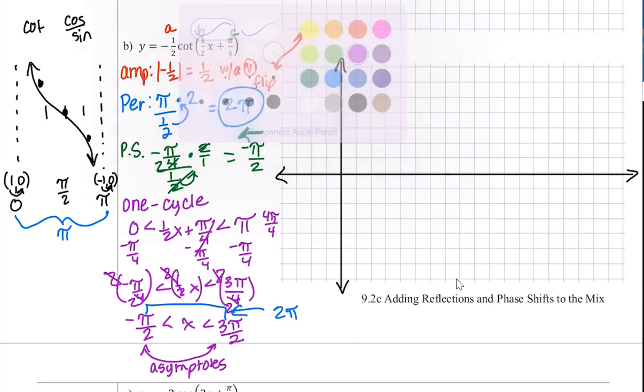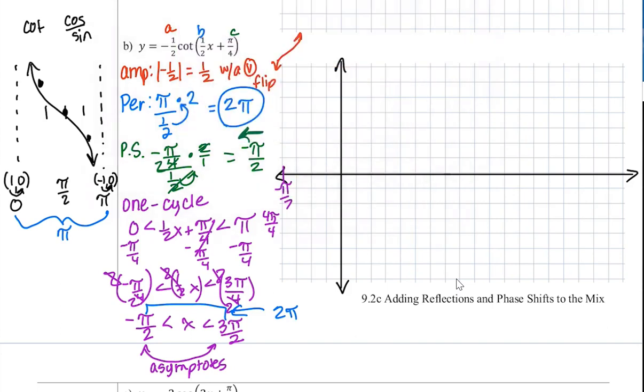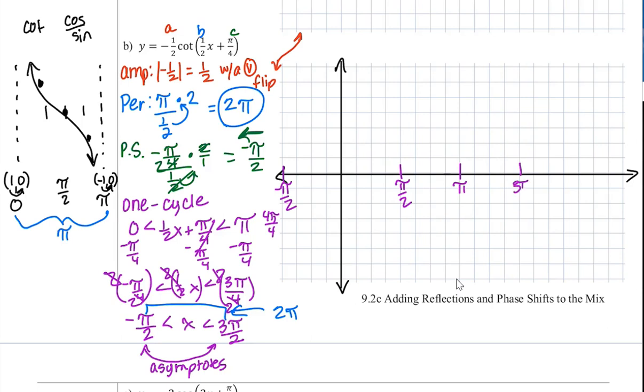So I think I'll put negative pi over 2 right here. Pi over 2, pi, 3 pi over 2. You don't have to draw multiple cycles if you don't want to. I'd like to see 2 cycles at least. All right, and I'm going to put an asymptote at negative pi over 2 and pi over 2.